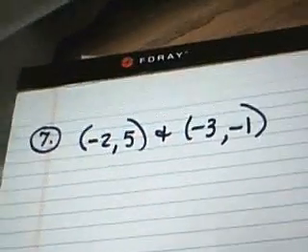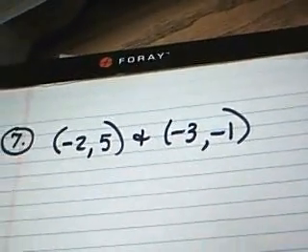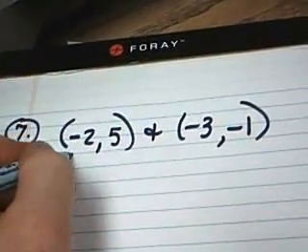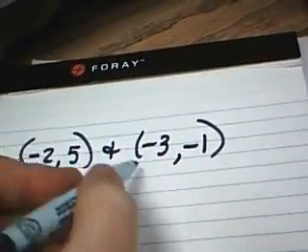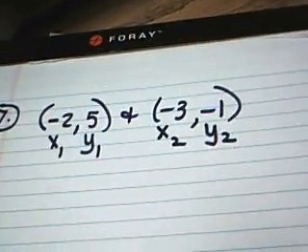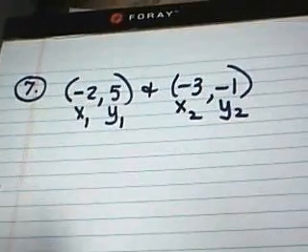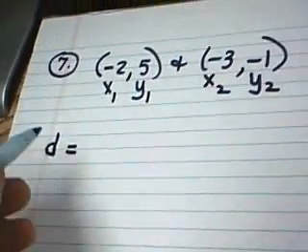Come with me to the paper. Before you use the distance formula, sometimes it's a good idea to label what you've been given. Let's call the first point x sub 1, y sub 1, and let's label the second point as x sub 2, y sub 2.